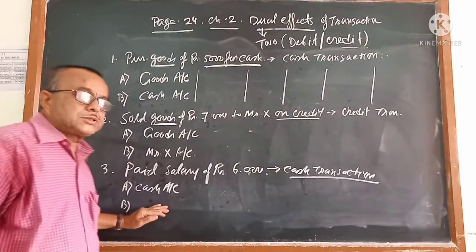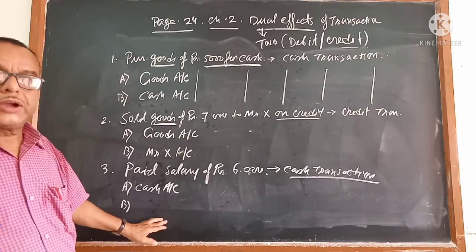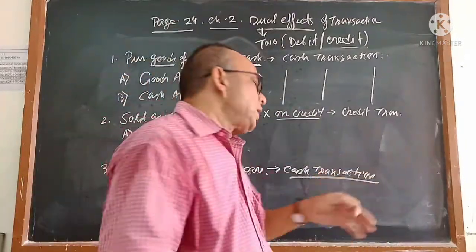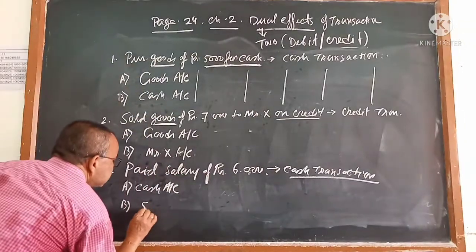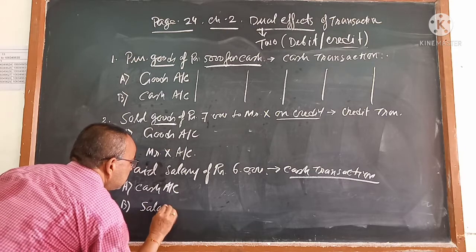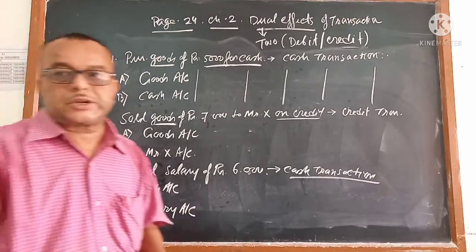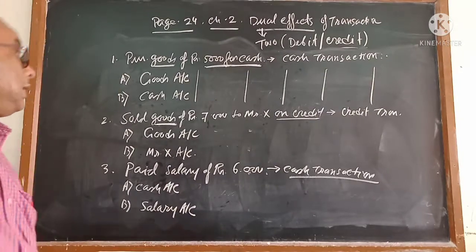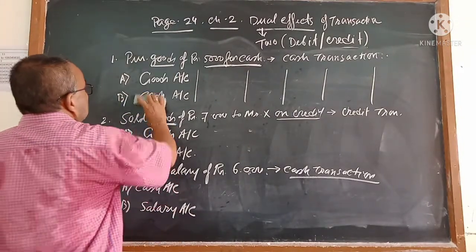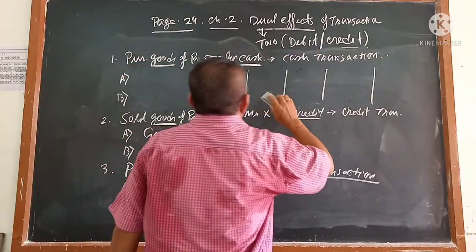We will write cash, first effect. Second, we will not write service. Second, we will write for what expense you have paid for that service. That is called salary. One is the salary account and the other is the cash account. Like that, there are two things which you have to explain here. Now come to the next steps.